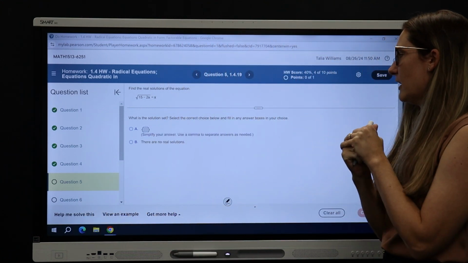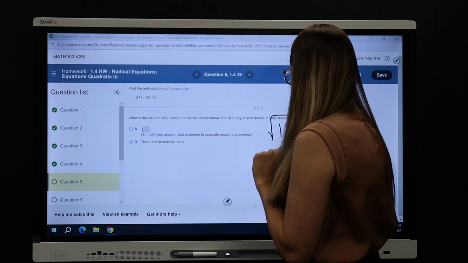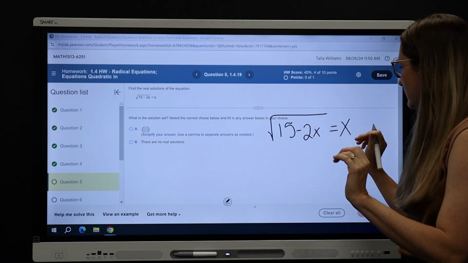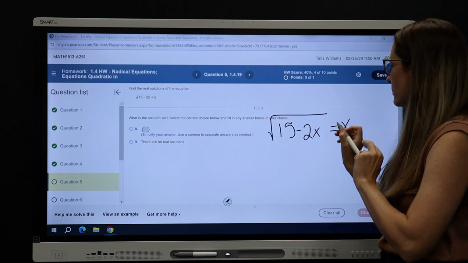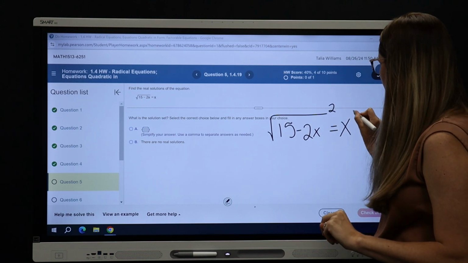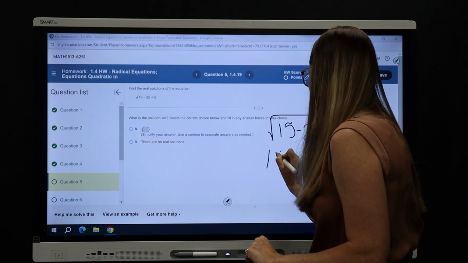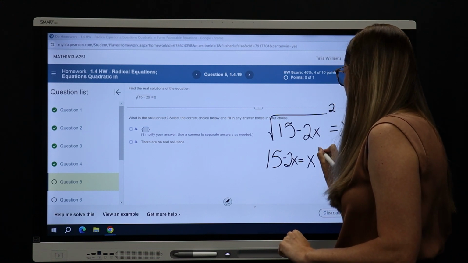Okay, question 5. So we have the square root of 15 subtract 2x equals x. Same thing, since there's not a number on the ledge, this is a square root. The opposite of a square root is a square. So we square both sides. When I square the square root, it drops, and I still have x squared.